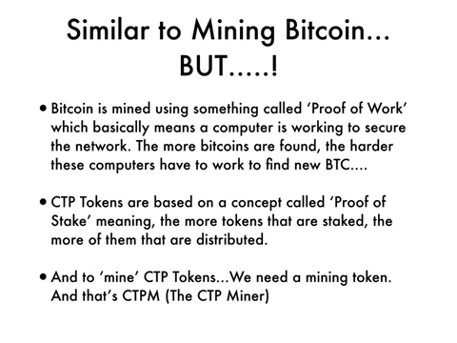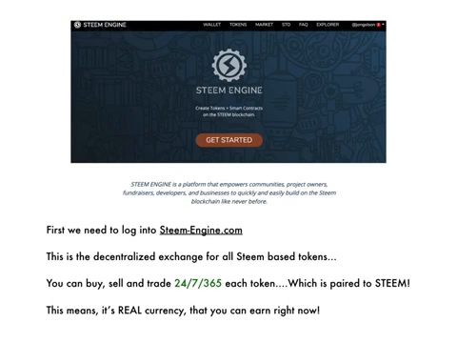So CTP tokens are based on a different type of blockchain, and it's called proof of stake. So in a nutshell, and it's a little confusing, but I'll just say the more tokens that are staked, the more of them that get distributed. And to mine CTP tokens, we basically need a mining token, and that mining token is called the CTP Miner, or CTPM.